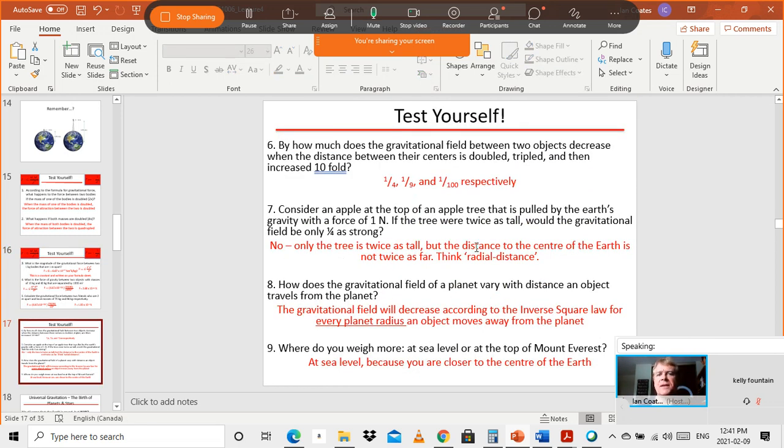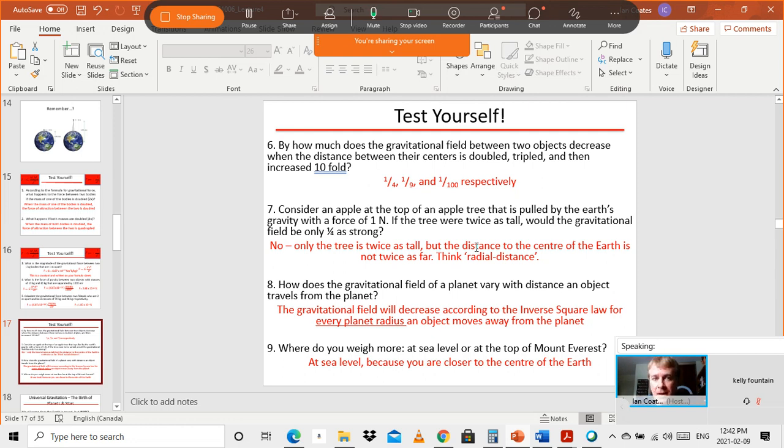Number 6, but how much does the gravitational field between two objects decrease when the distance between their centers is doubled? Well, if it's doubled, then the gravitational force goes to 1/4. If the distance is tripled, gravitational force goes to 1/9. If you increase it by 10, so it's 10 times the distance of what it was before, the gravitational force is 1/10 squared, which is 1/100.